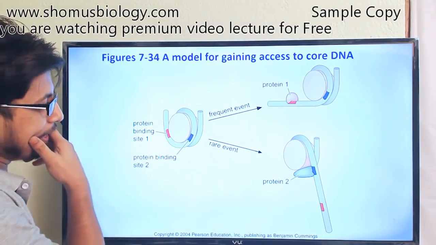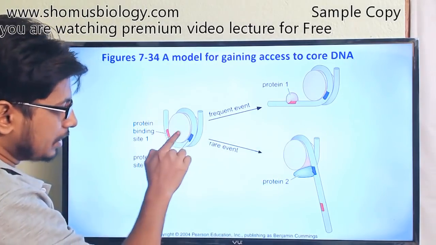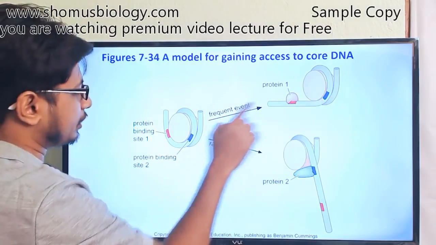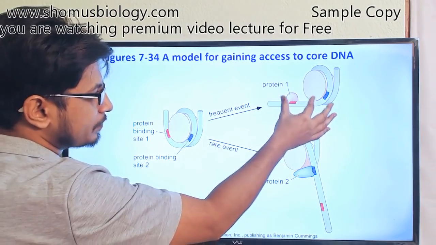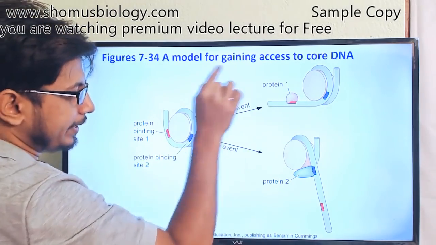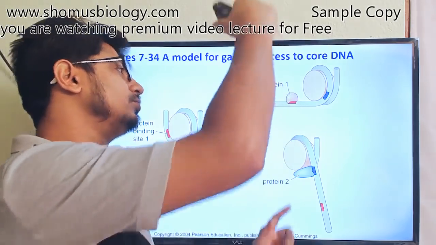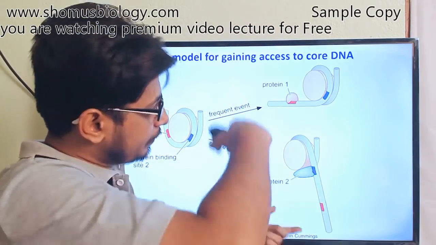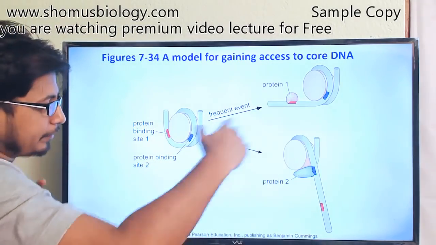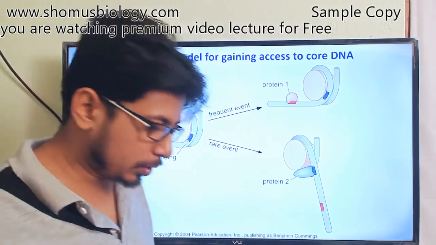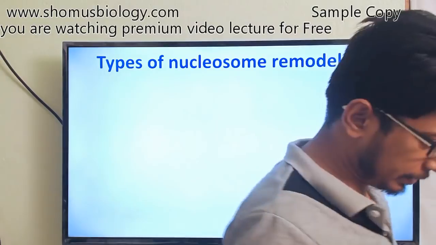The easy way to get it is unwrapping the DNA from the histone, or simply sliding the histone to a different direction. So if you slide the histone towards the right-hand side here, that gives us the opening in the protein binding site 1 where the protein can bind. The same way, we can also do a reverse sliding that allows us to open up a long stretch of the DNA from the histone so that we can get access to both the protein binding sites. Depending upon our need, we can utilize that.